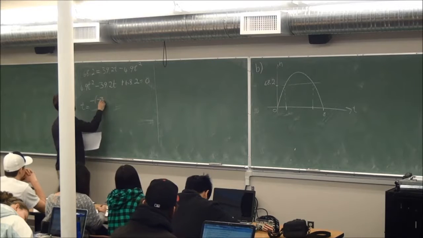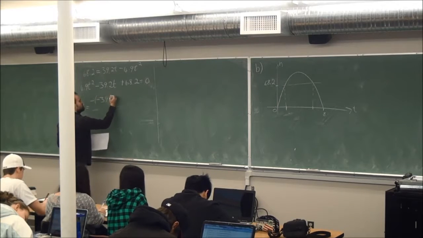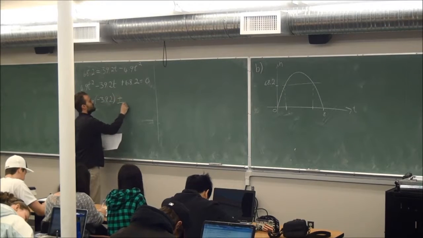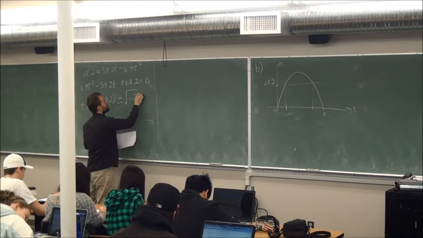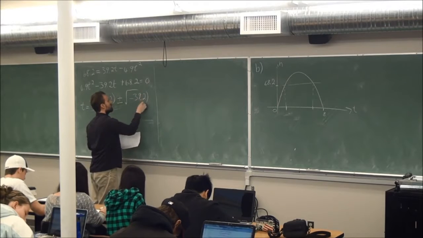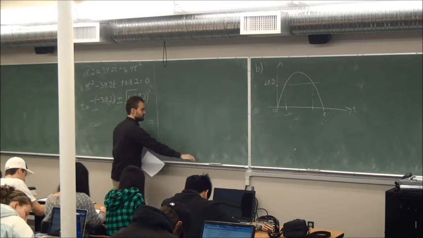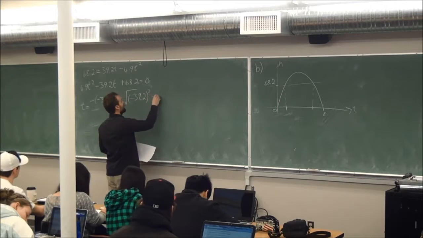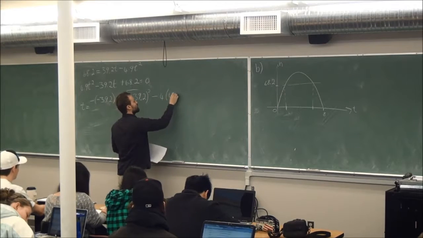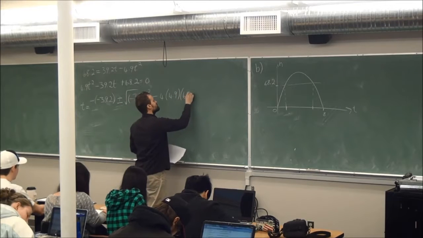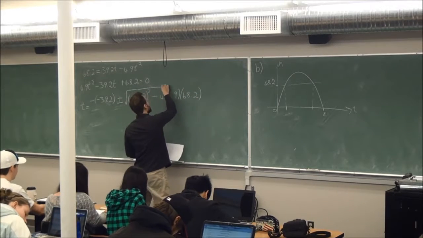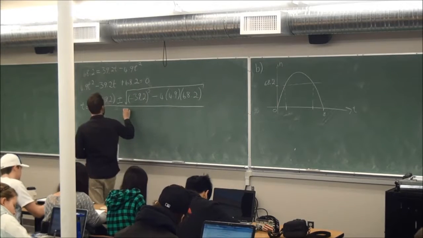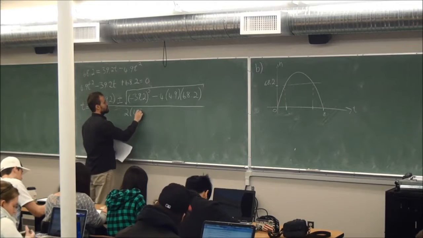Negative b, so that's negative 39.2 plus or minus square root of negative 39.2 squared minus 4 times 4.9 times 68.2. Close my square root. A little messy, but not that bad. Over 2 times 4.9.